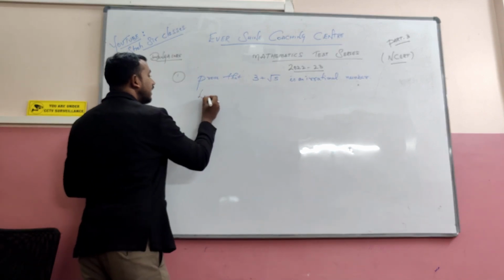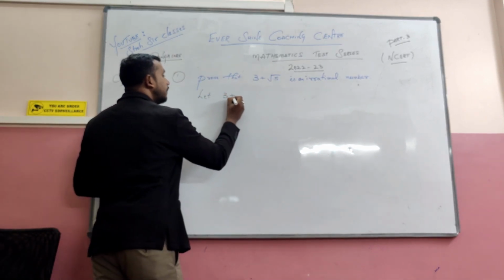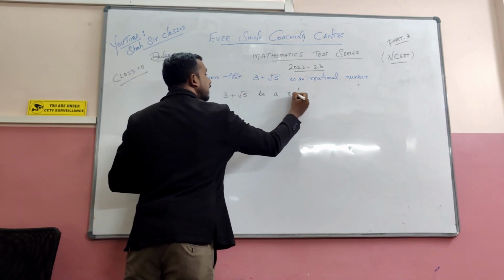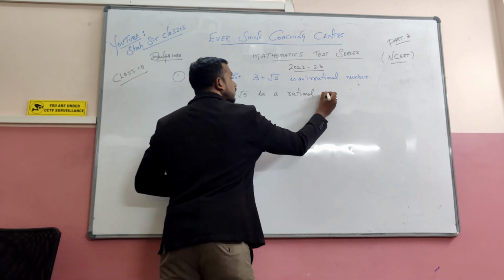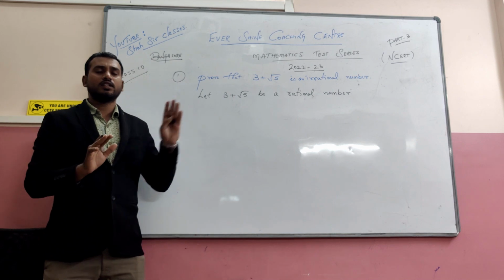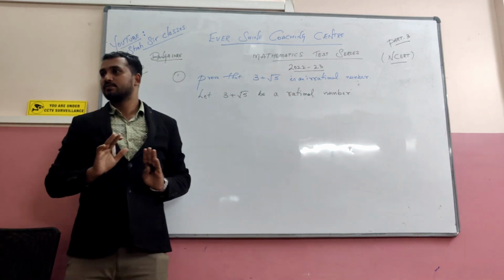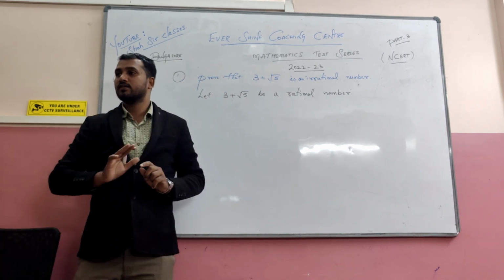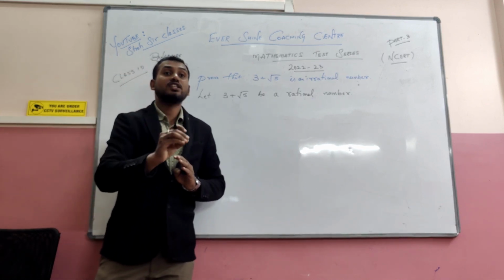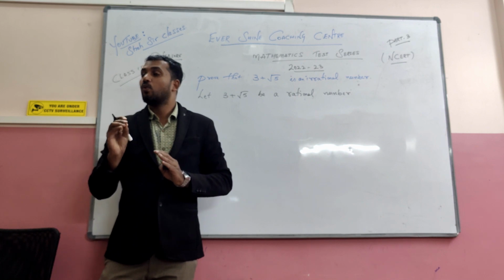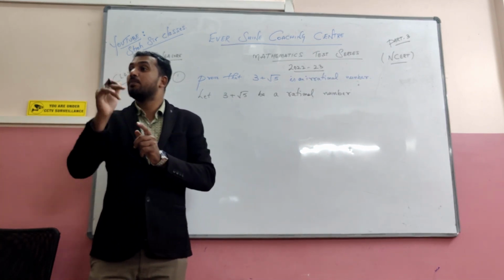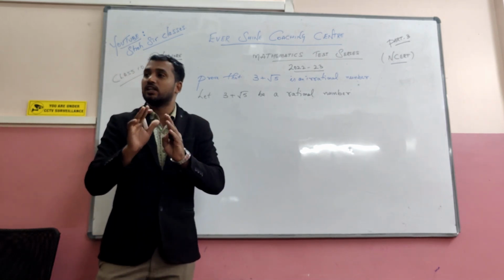First let me take, let 3 plus root 5 be a rational number. Are you getting it, children? I am assuming that this fellow, 3 plus root 5, will pass in the exam. Let 3 plus root 5 be a rational number. Now, what do you mean by a rational number? Any number which is in the form of p by q, such a number is called a rational number.